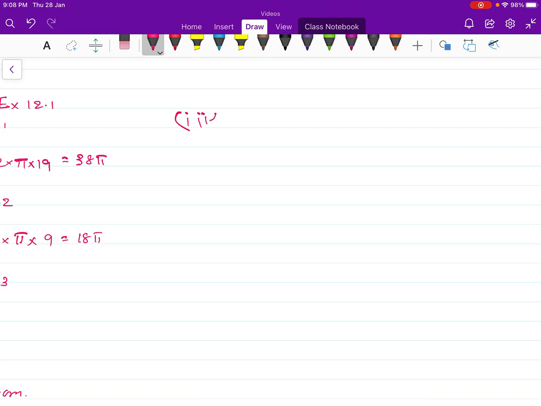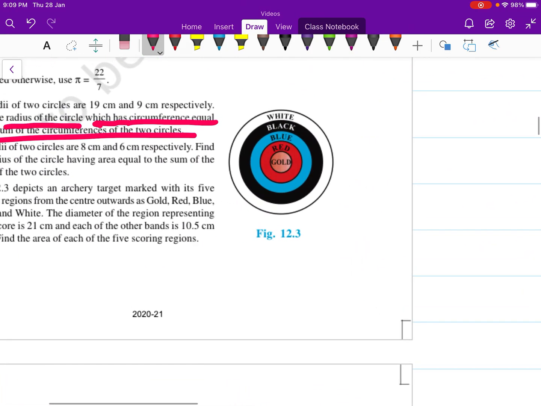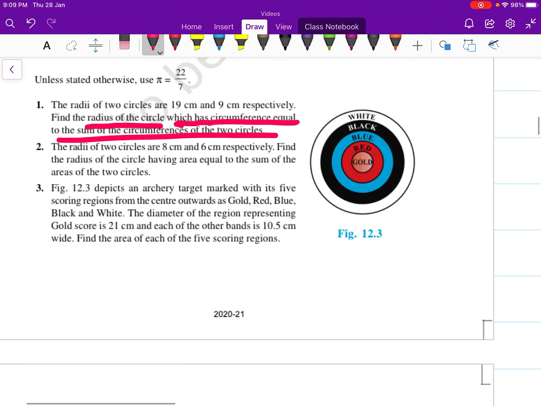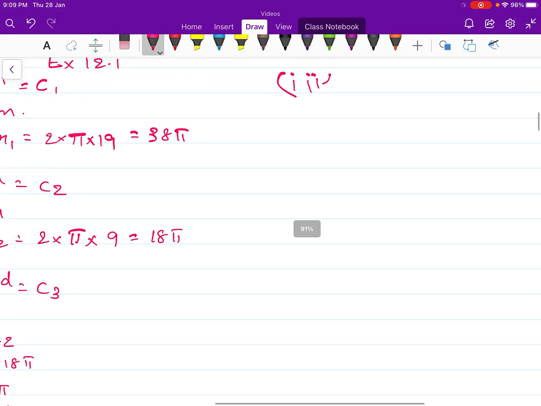Now question number 3: the radii of the circles in the given figure. There is an archery target with circular regions: gold, red, blue, green and white. The diameter of the region representing the circle is 21 centimeter and the other is 10.5. Find the area of each of the 5 scoring regions.